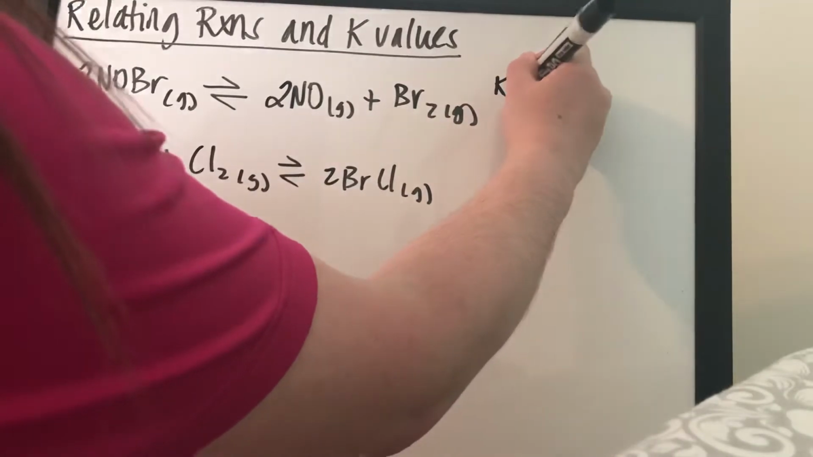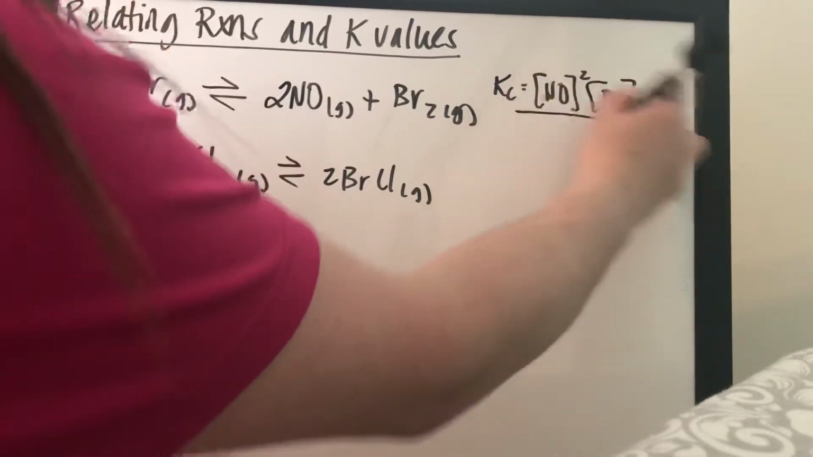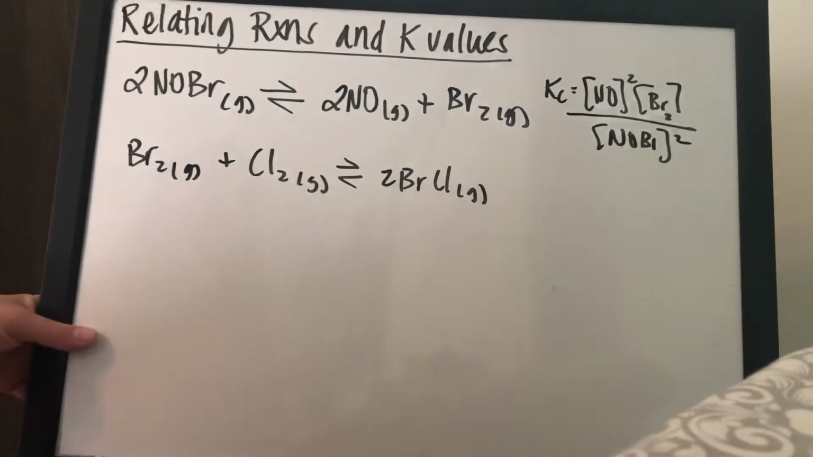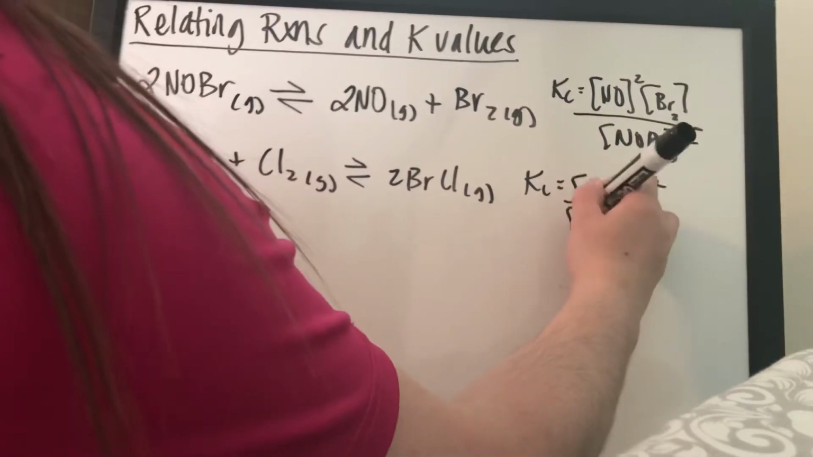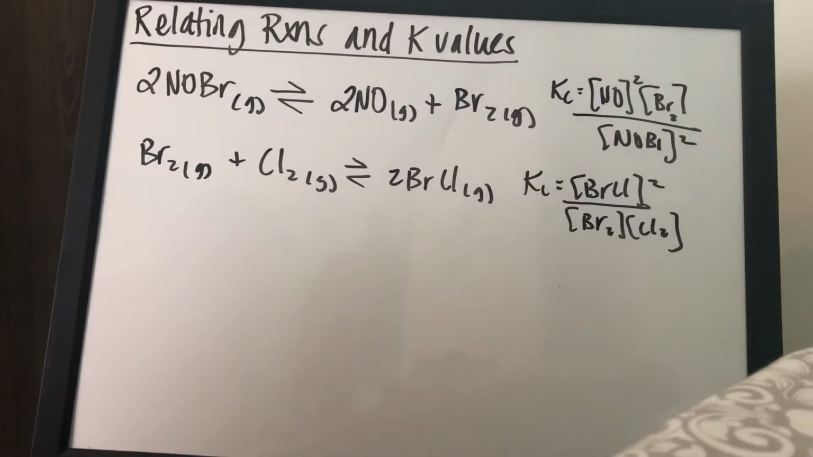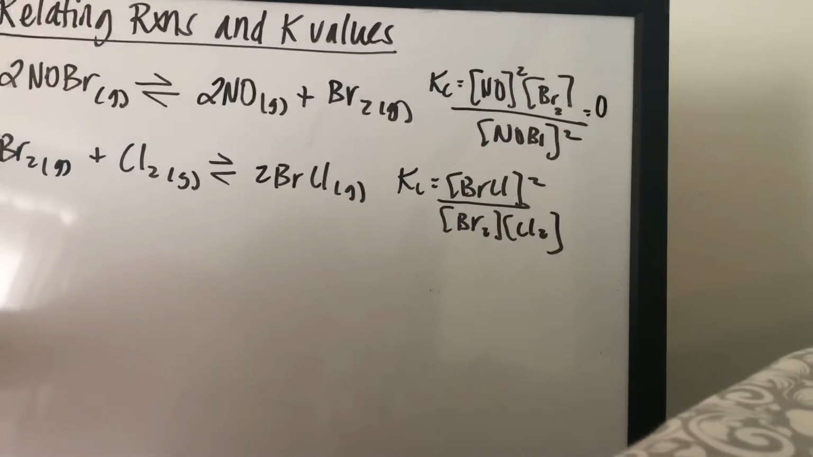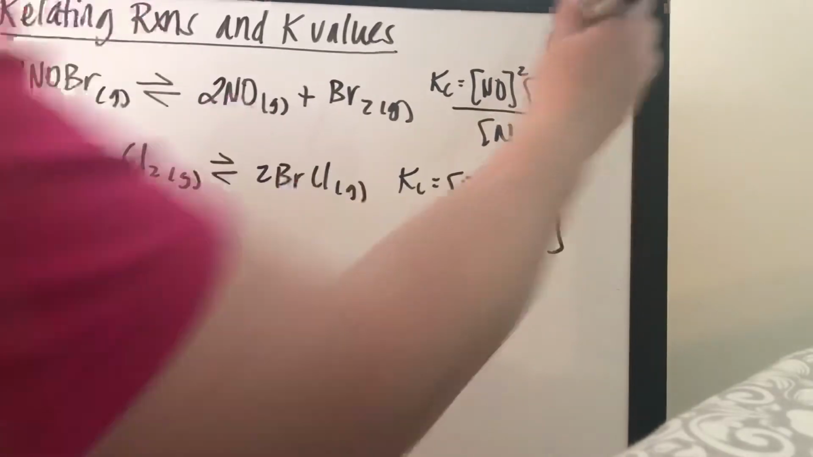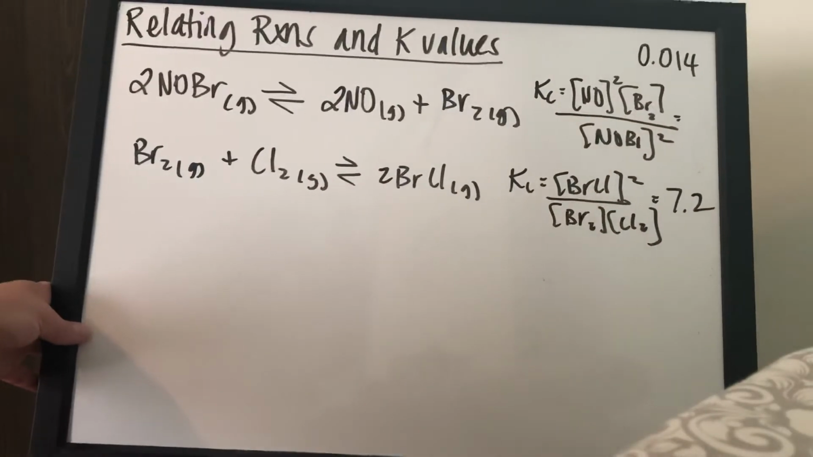I'm going to scoot the board over for just a second. This one would look like this, and my second one would look like this. I don't think that should be new to anybody, based on what we've been doing. And let's say I know this value, 0.014, and this one is 7.2. We're given that information in this problem.